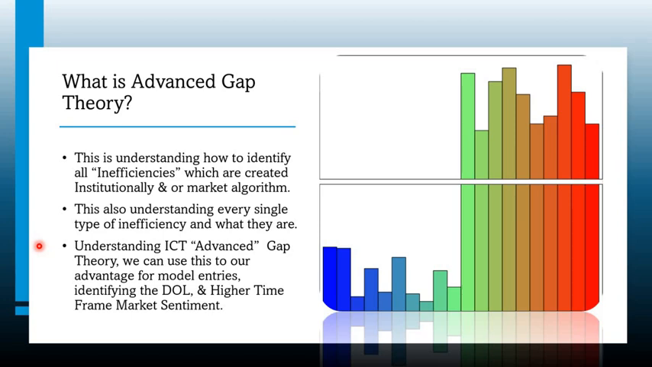And also we will be looking at higher time frame market sentiment. So what does the market algorithm want to look for? Market algorithm, market sentiment. When we talk about sentiment, we talk about perspective. We talk about people's psychology and perspective, we're talking about people's sentiment. We're talking about market sentiment, we're talking about the algorithm. What is the algorithm targeting? So understanding each one of these inefficiencies and how they operate and what they look like will determine for us what the draw on liquidity could possibly be. Okay?